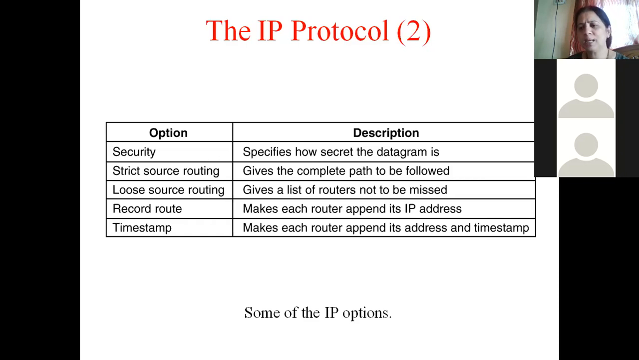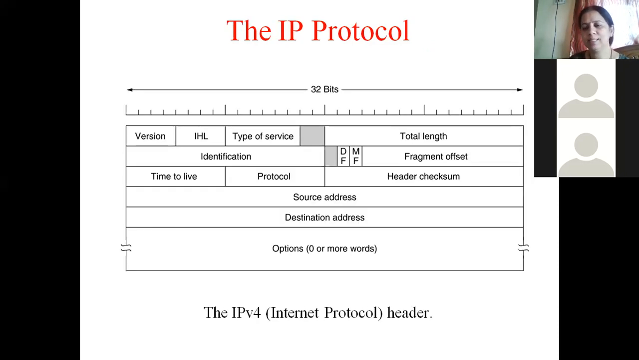So these options are not really important, but for certain data, if you want these options to work, then you can include the optional part in the IP header, which can be up to maximum 40 bytes. Now, these are not all the options. Some of the options I have included in this table: security, strict source routing, loose source routing, record route, and timestamp. Okay. Now I want you all to have a look at the header once again and tell me if you have understood whatever we discussed today.